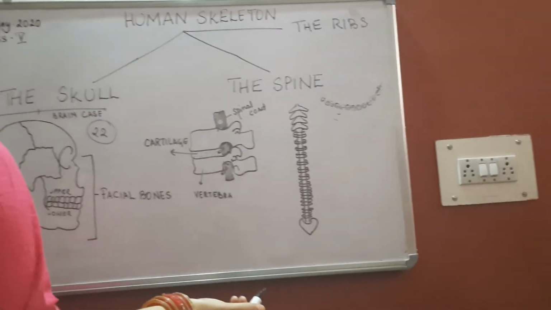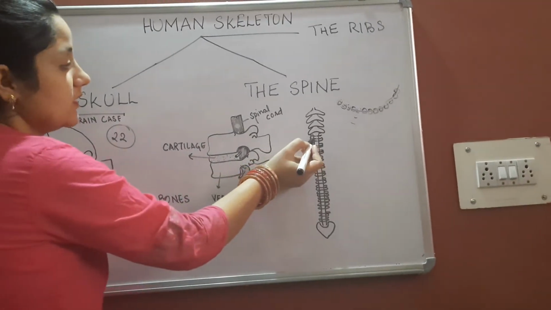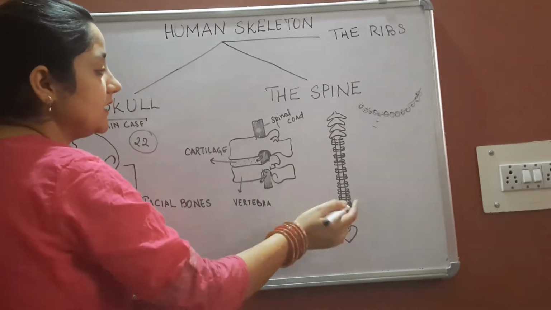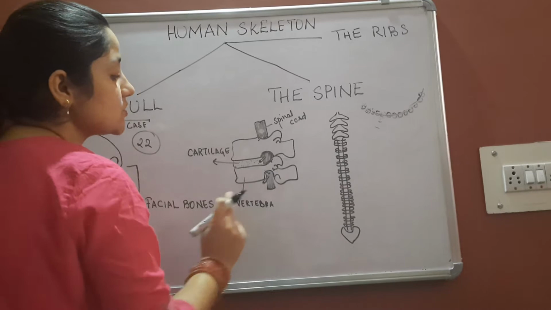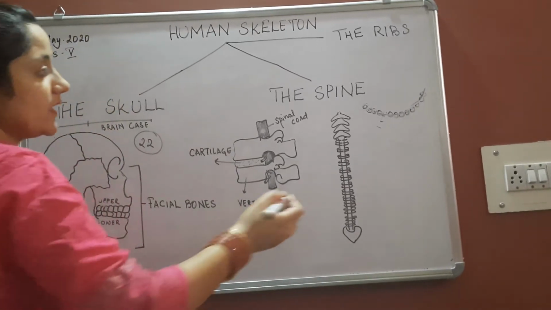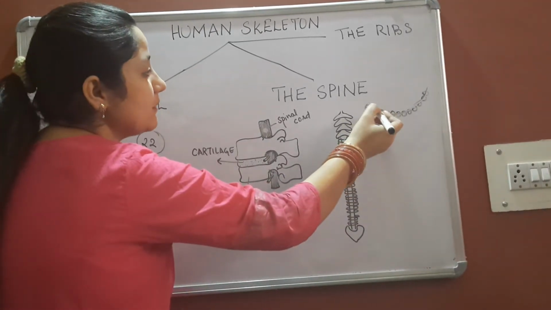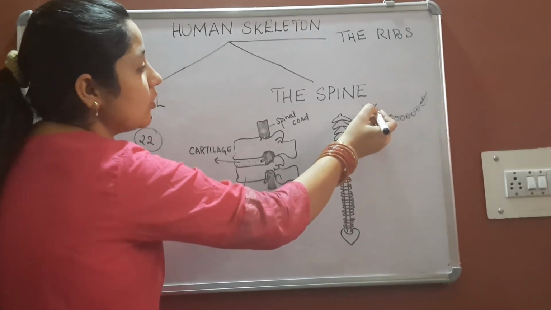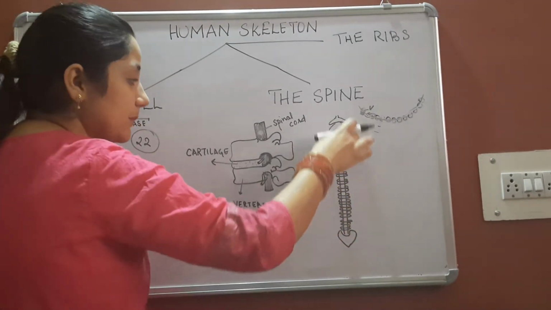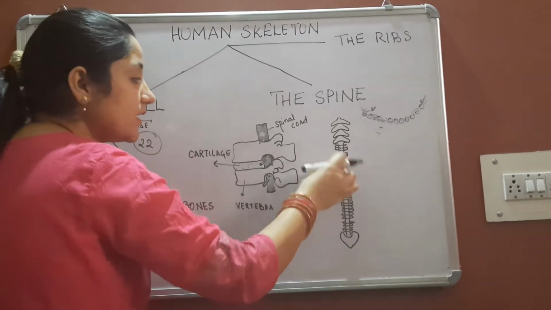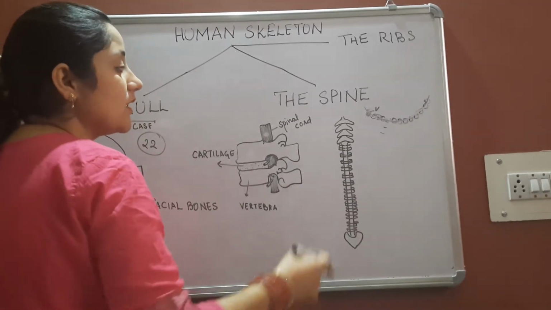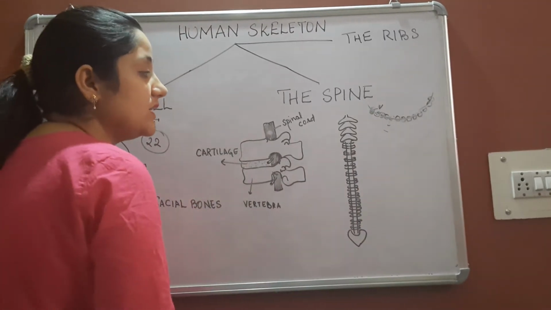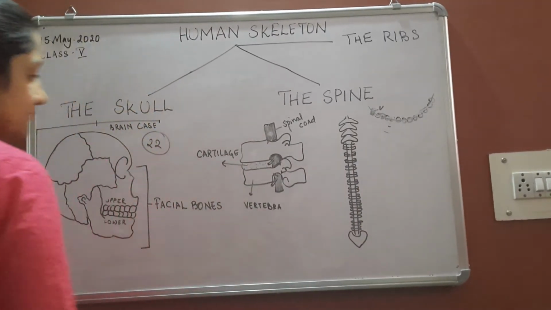Now what is a vertebrae? All these interlocking bones, every bone in your spine individually, is known as a vertebrae. Like a string has many beads, these beads are called vertebrae. Similarly your spine, each bone of the spine, what do we call it? Vertebrae. That is why your spine is also called the vertebral column.